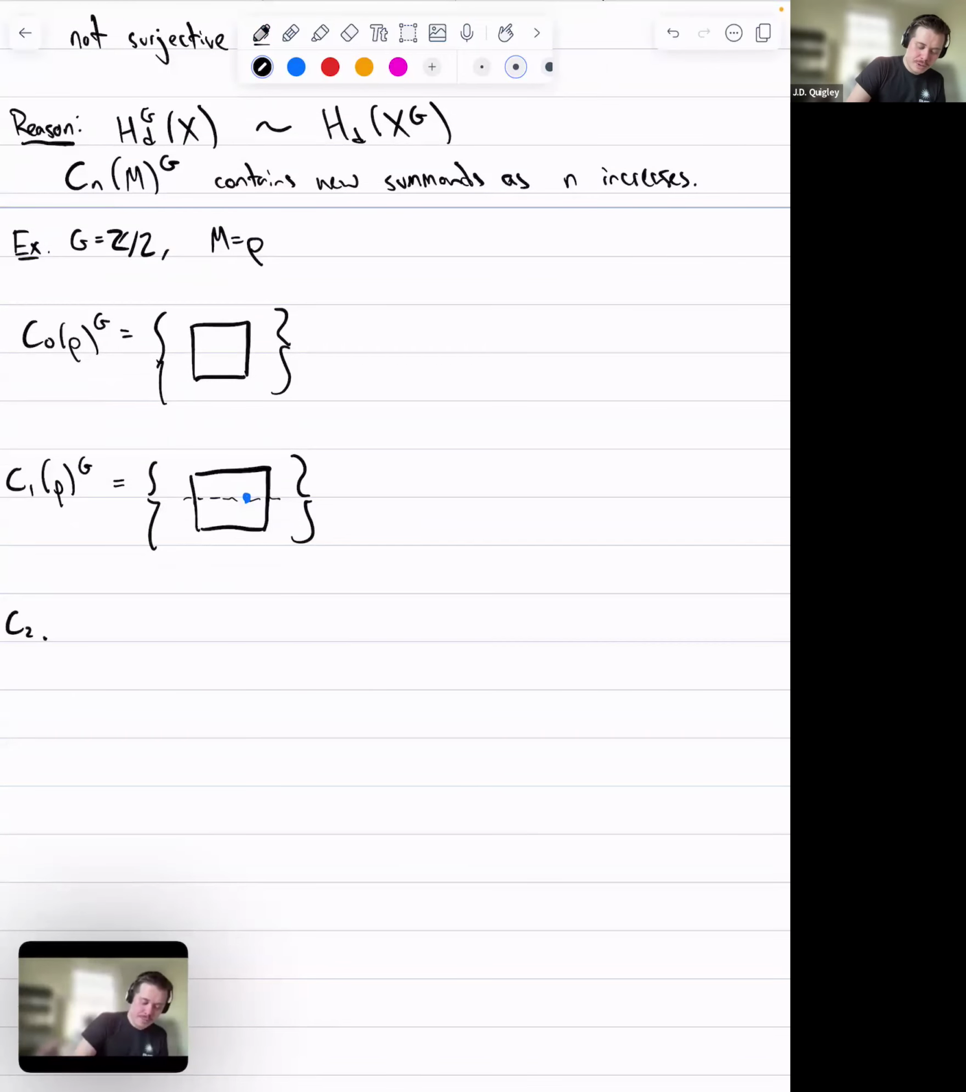Okay. Now let's look at C2 of rho. So now I'm looking for configurations of 2 points, which are fixed under this complex conjugation action. And there's 2 possibilities. So the first thing I can do is just repeat what I did for C1. I can just choose 2 fixed points, something like that.